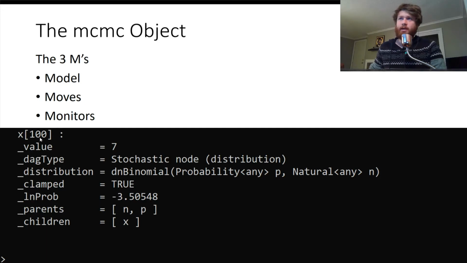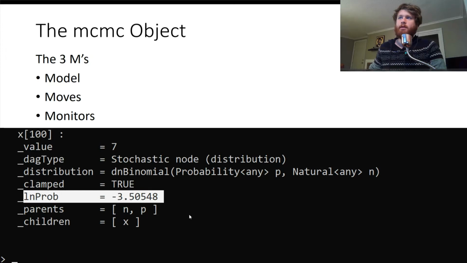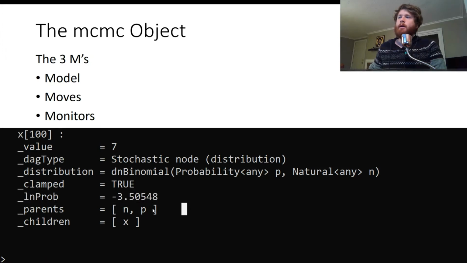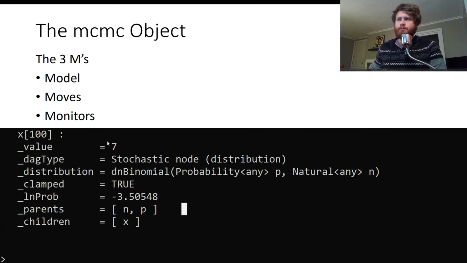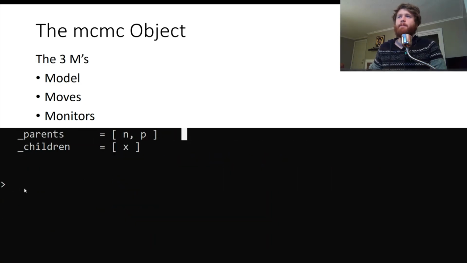In this case, we're looking at x of 100, and we can see some information about it. We can see the value, what kind of node it is, what kind of distribution it comes from, whether it's clamped or data is attached to it, what the log likelihood of that node is, and if it has any parent nodes or children nodes, we can see those as well. So this is useful to see whether our model is set up correctly. Okay, so that's our model.